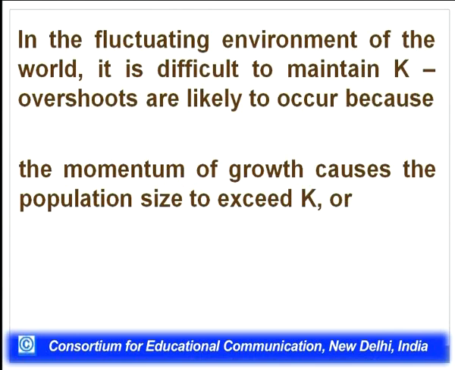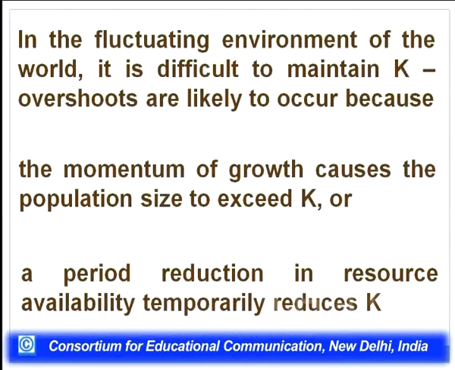So in a fluctuating environment, although we talk about the maximum carrying capacity or K, it is very difficult to maintain at that point, and overshooting is likely to occur for two main reasons. The first is the momentum of growth, which causes the population size to exceed K. A lot of overshooting of the maximum carrying capacity occurs because of the rate of growth change, and this momentum causes the population size to exceed the maximum carrying capacity. And sometimes a periodic reduction in resource availability temporarily reduces K. So K can be exceeded, reflecting the momentum of growth, and K can be lower than the maximum carrying capacity, although temporarily, during periods of reduced resource availability.